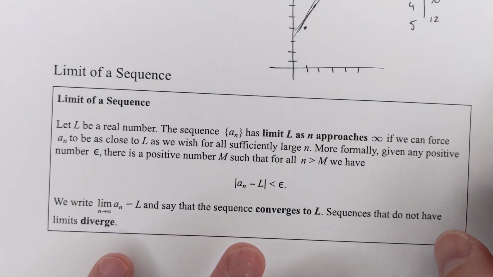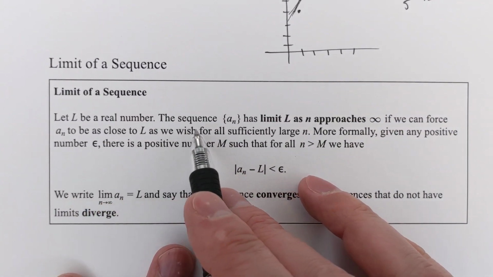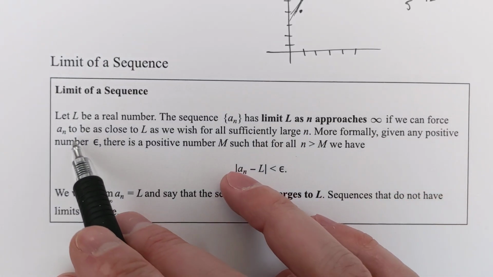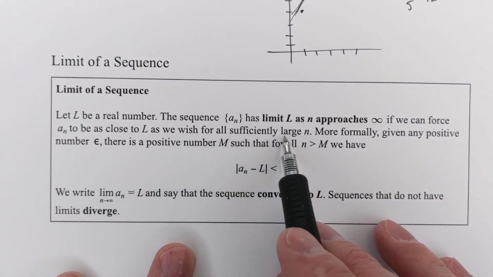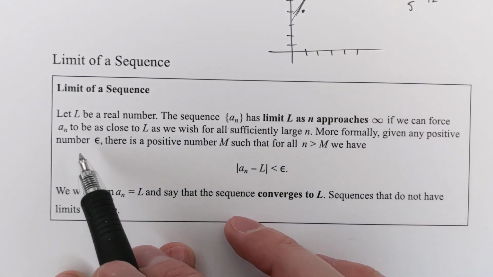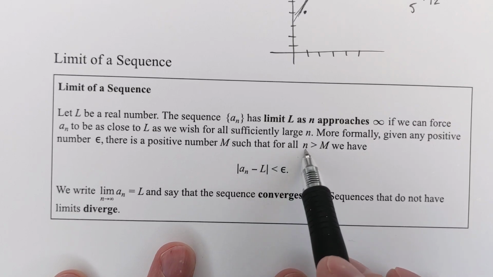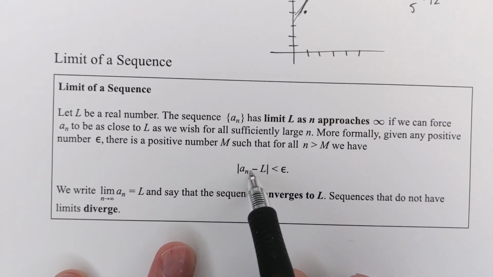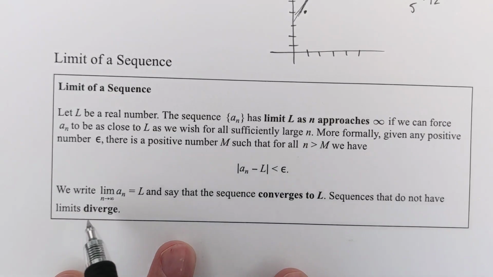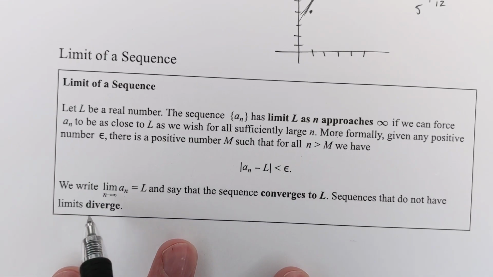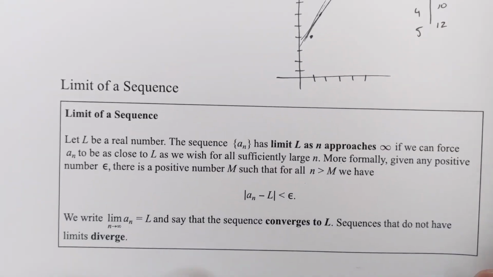Okay, limit of a sequence. Let L be a real number. The sequence {a_n} has limit L as n approaches infinity if we can force a_n to be as close to L as we wish for all sufficiently large n. More formally, given any positive number epsilon, there's a positive number m such that for all n greater than some value m, we have |a_n - L| less than some given value epsilon. We write the limit of the sequence equals L and say the sequence converges. Sequences that do not have limits diverge.